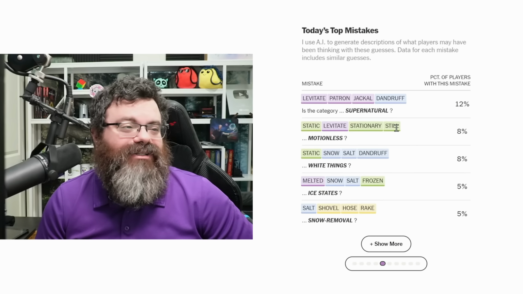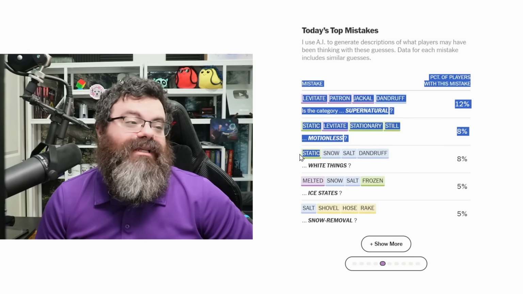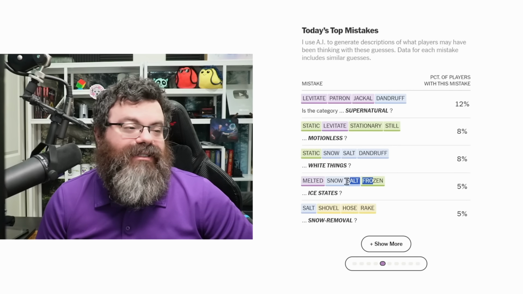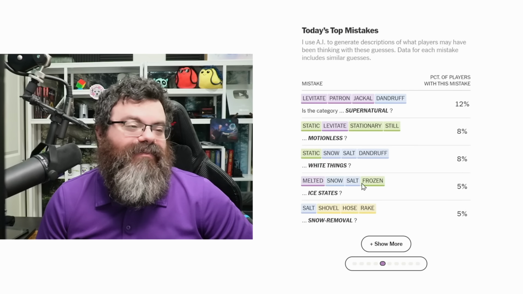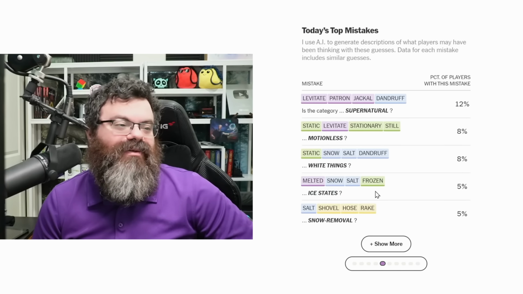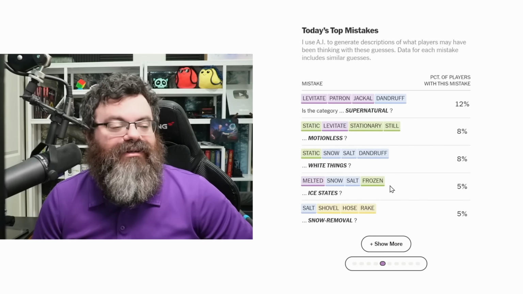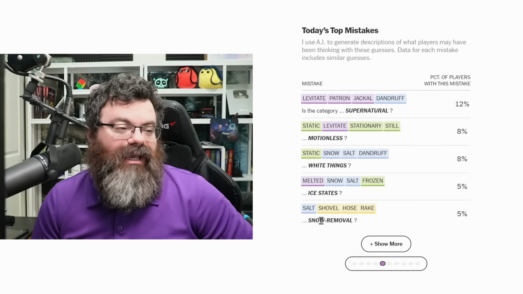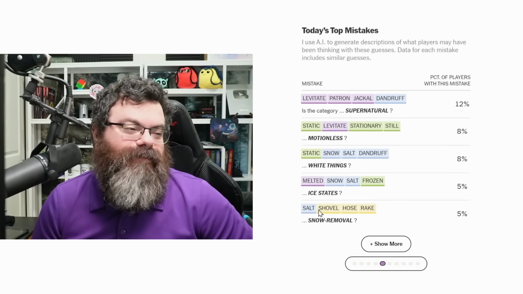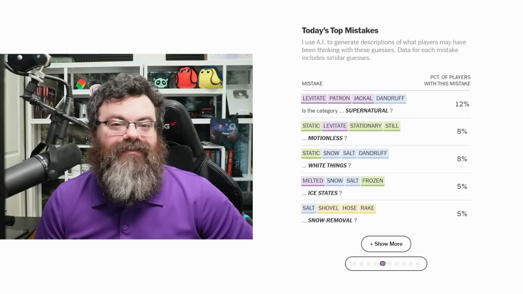All right. Static, levitate, stationary, still, motionless. I don't think levitate belongs in there, but some people tried it. And like I said, putting static in with blue was what I predicted. Melted, snow, salt, frozen. Like melted and frozen, I could see, but I don't know. Like trying to find two things that would go with that. Maybe ice-related words. I don't know. And then salt and snow for things you find in a garden, I guess that's reasonable.